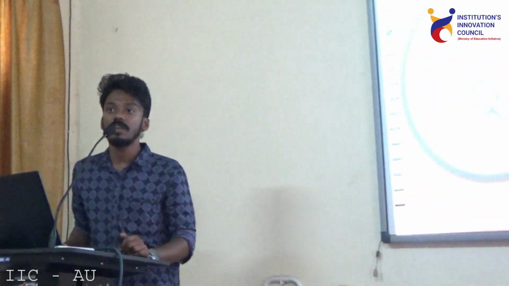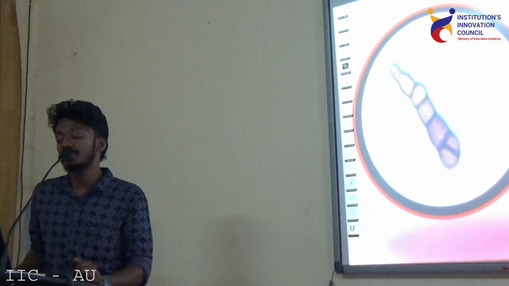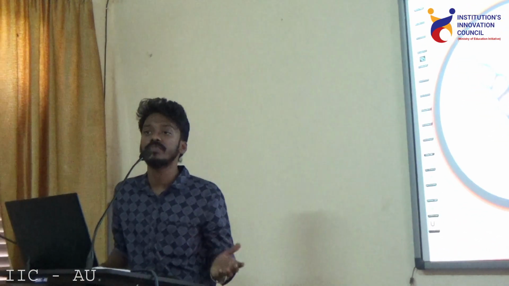And this is the spore. Spore is nothing but the seed of the fungus, which is generally club-shaped, pale brown in color, multicellular, usually smooth, and it ranges from 20 to 50 micrometers in length.